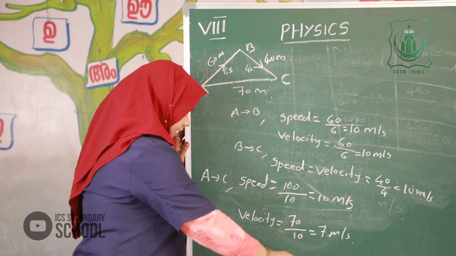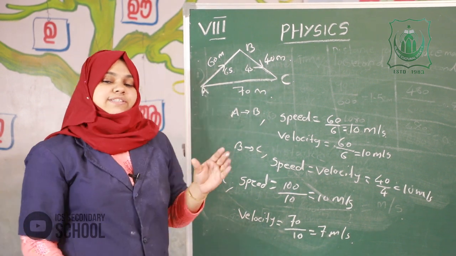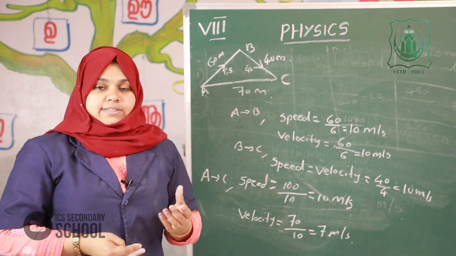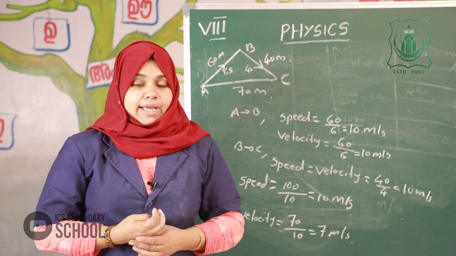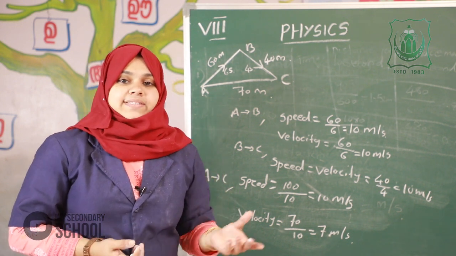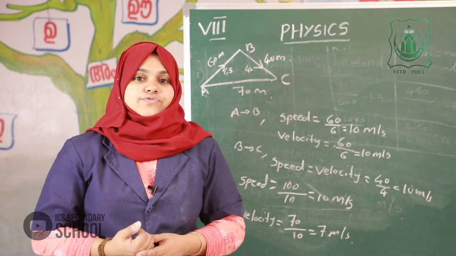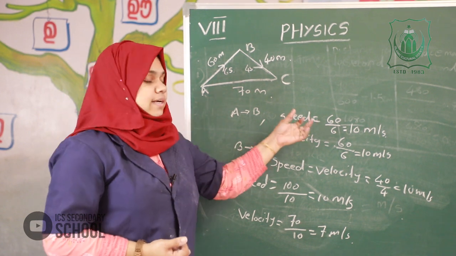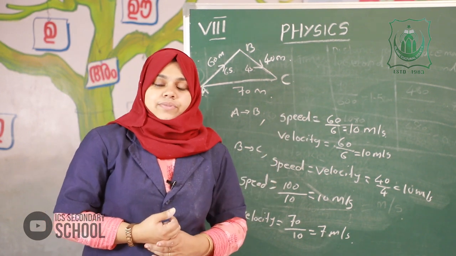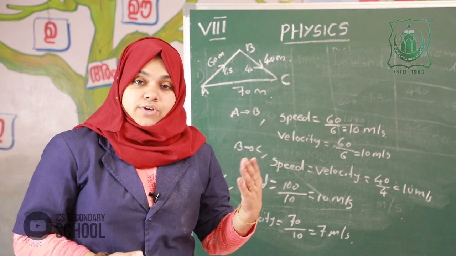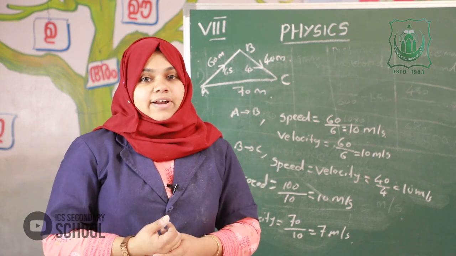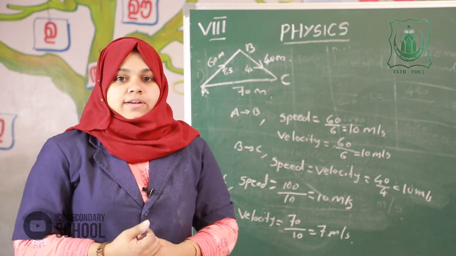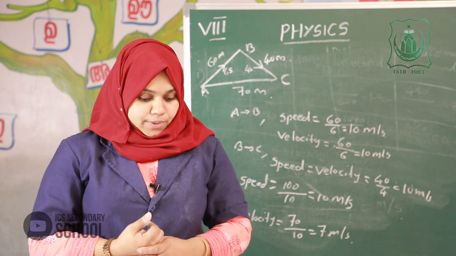What is the difference between speed and velocity? Speed is the distance travelled in a unit time, and velocity is the displacement travelled in a unit time. Speed is a scalar quantity, velocity is a vector quantity. The equation: speed is equal to distance divided by time. Velocity is equal to displacement divided by time. Those are the differences between velocity and speed. All of you write that in your notebook.